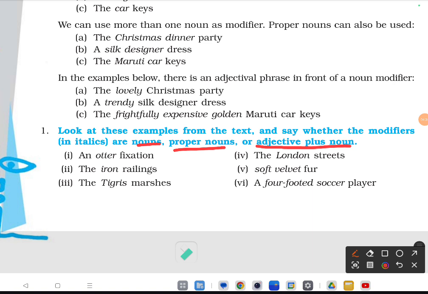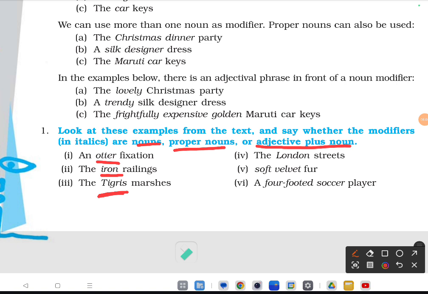What is that? An auto fixation. So this is a noun. And the second one, the iron railings. Iron is a noun. Next one, the Tigris marshes. Tigris is a proper noun. Tigris is a particular name of a river.